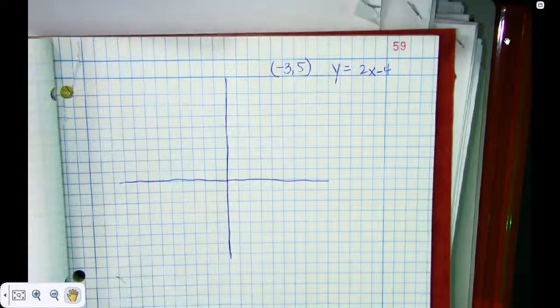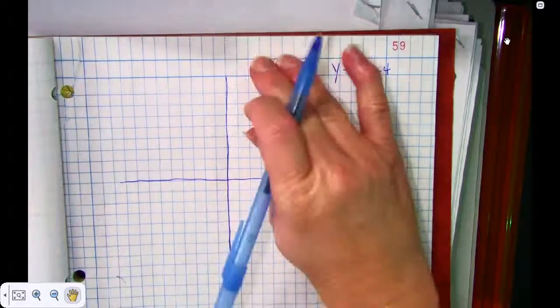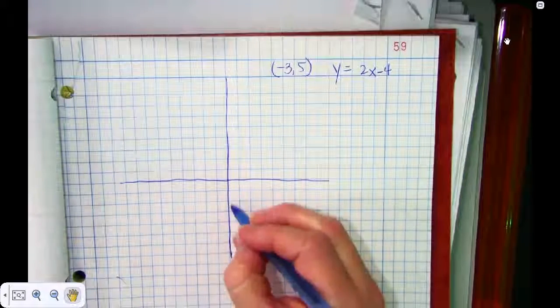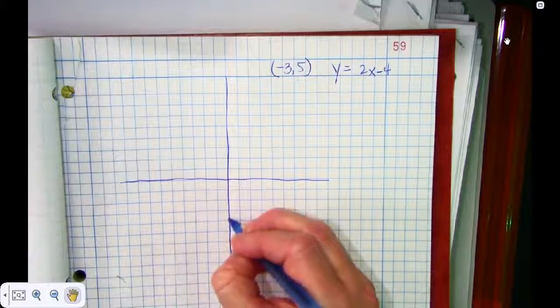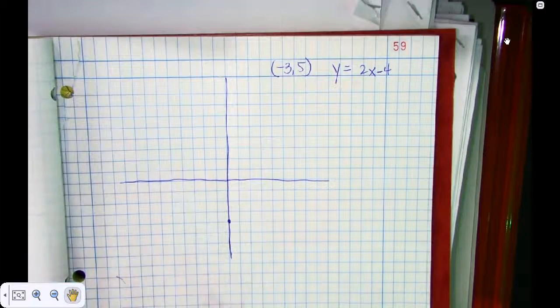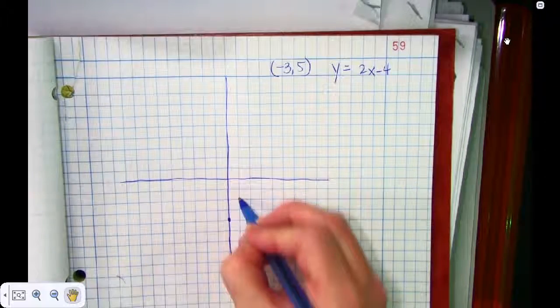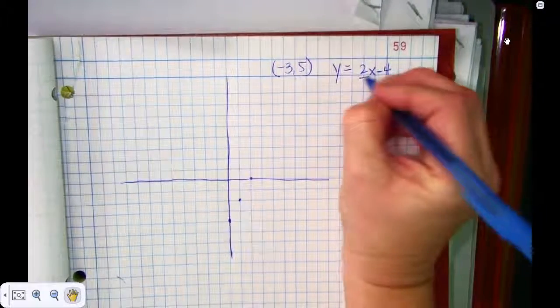Okay, on your grid. Ignore that point right now. Just go graph that. So where'd you go? -4. That's the y-intercept. And then what? Over 1, up 2. Over 1, up 2.